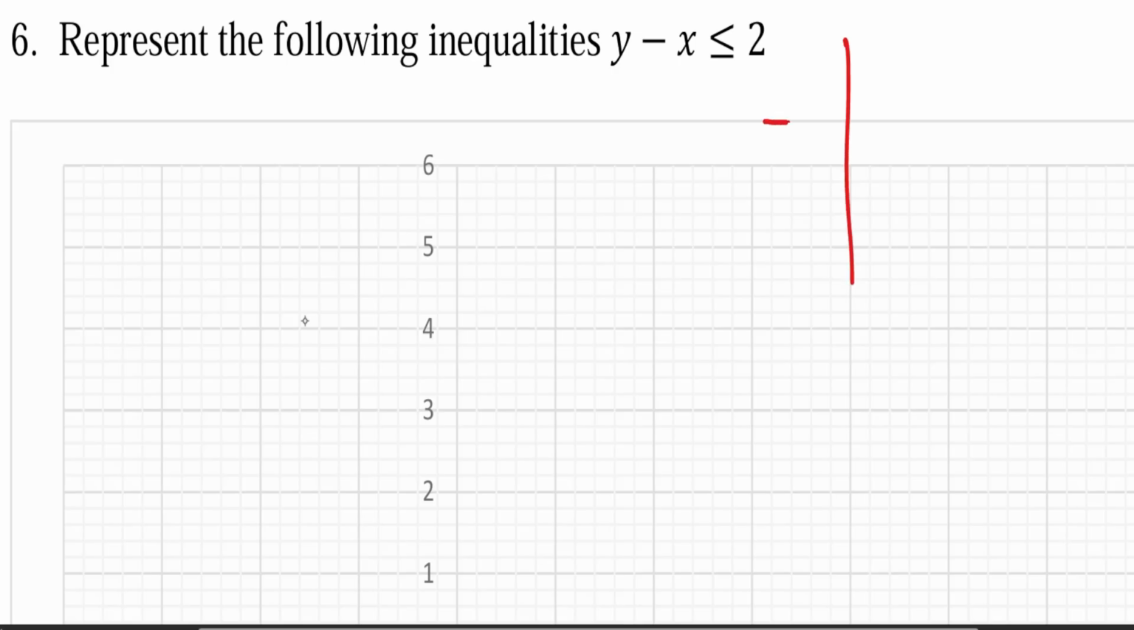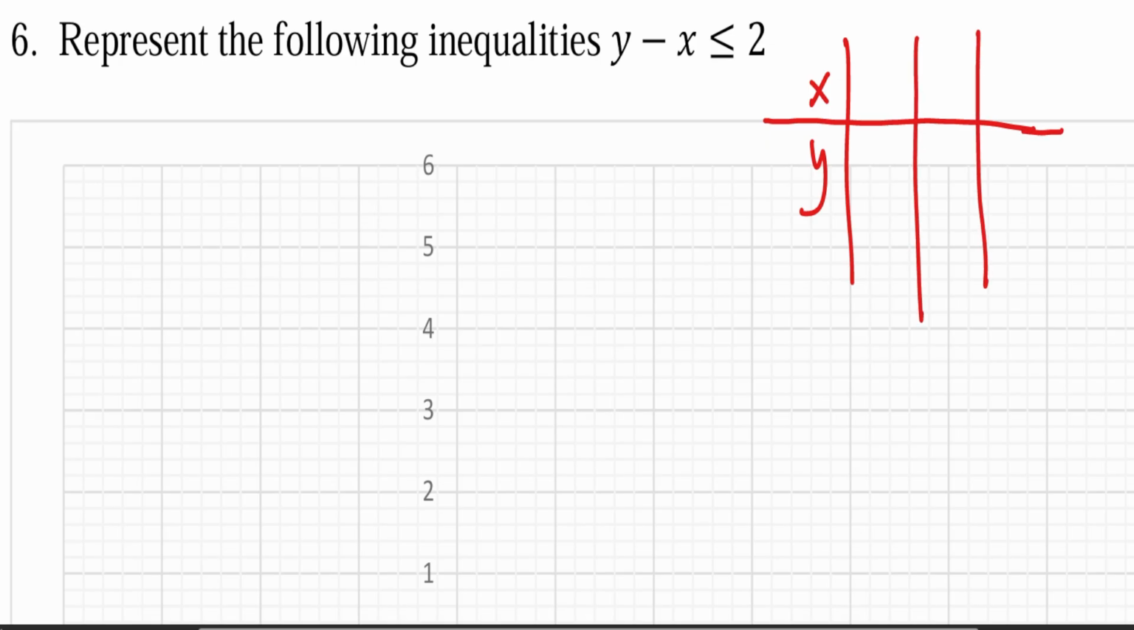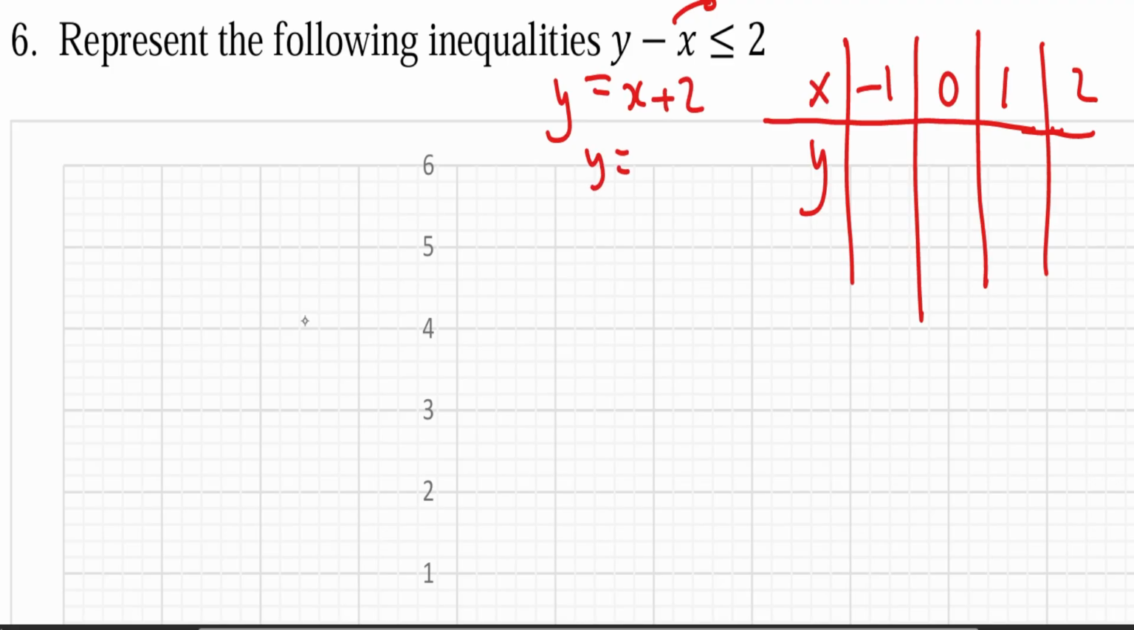Again, you need to draw a straight line, and you need to have your points. So let's start maybe with -1, then 0, then 1, and then maybe 2. Let's rewrite this equation this way: minus x goes to the other side, and if you ignore the inequality, we say y equals positive x plus 2. So if your x is -1, plus 2, y will obviously be 1.